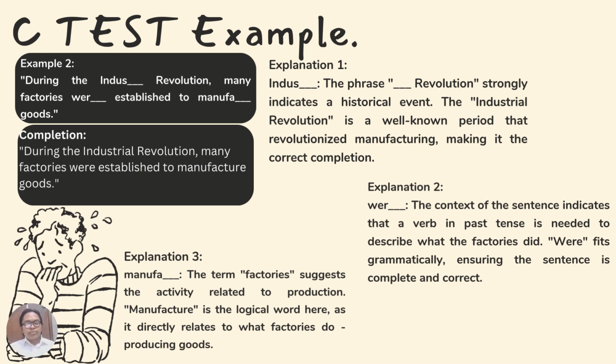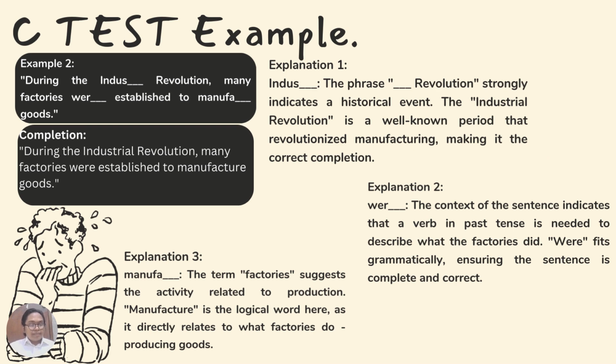As usual, the first explanation. In this, the phrase indus... revolution strongly indicates a historical event. The Industrial Revolution is a well known period that revolutionized manufacturing, making it the correct completion. Explanation number two is were. The context of the sentence indicates that a verb in past tense is needed to describe what the factories did. Were fits grammatically, ensuring the sentence is complete and correct.